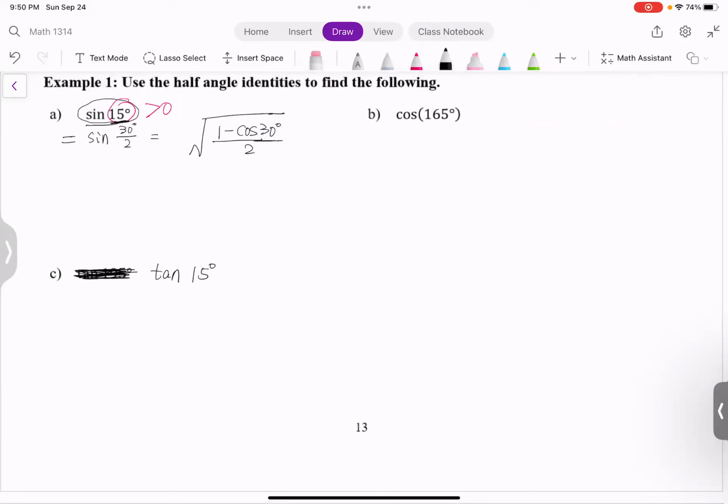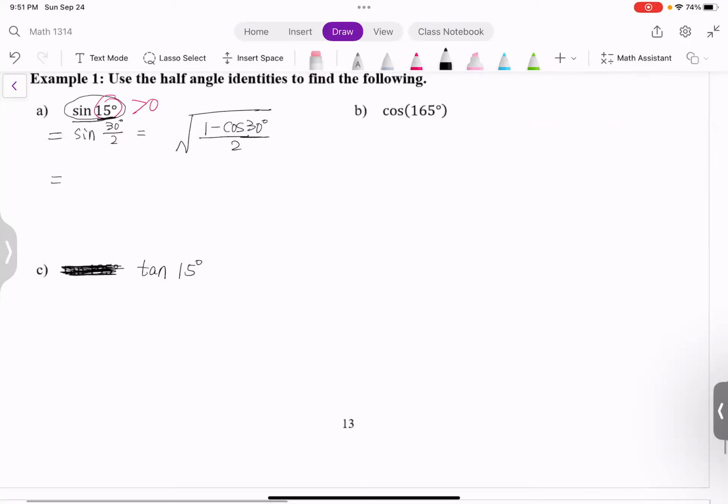All right, let's simplify the square root of 1 minus cosine 30 degrees over 2. Okay, what is cosine 30 degrees? Square root 3 over 2. So we input the data: 1 minus square root of 3 over 2, over 2. And then I can multiply the top and bottom by 2. I have 2 minus square root of 3 over 4.